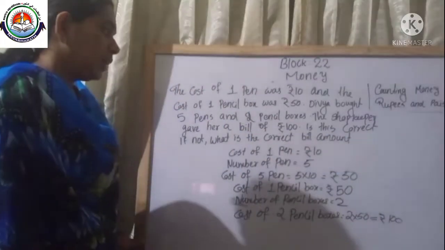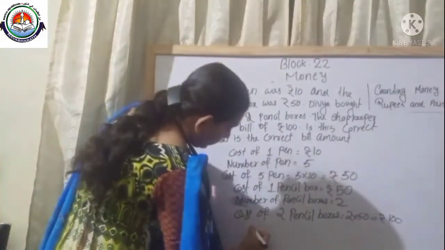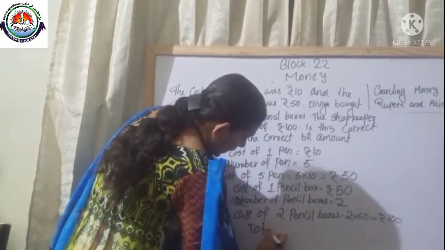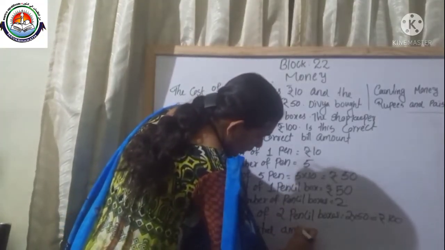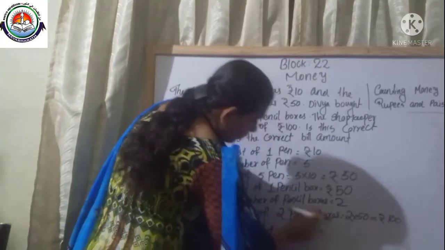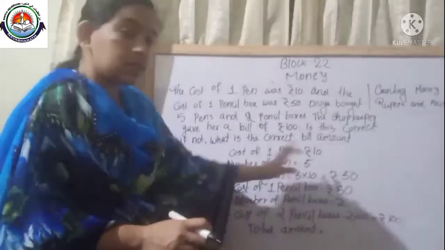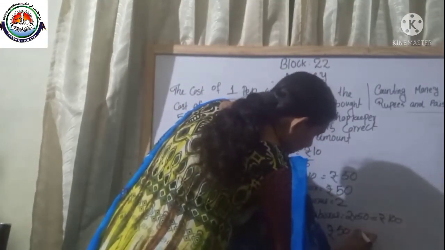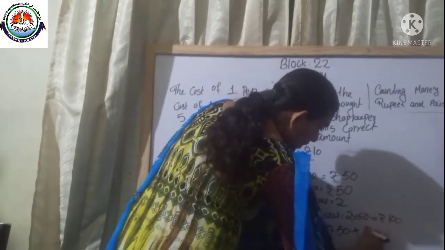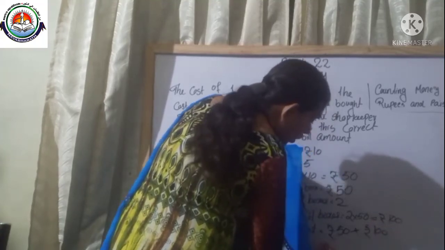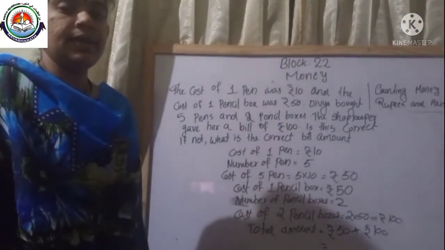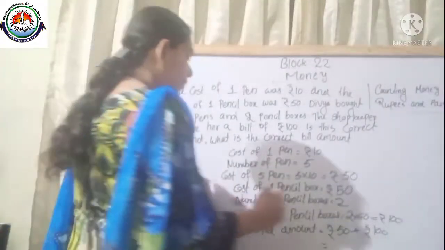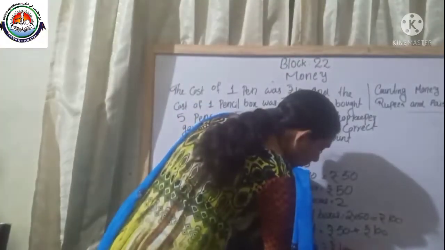Then the total amount is equal to the 5 pens cost of 50 rupees, rupees 50 plus pencil box cost rupees 100. So rupees 50 plus rupees 100. Very good. Rupees 150.